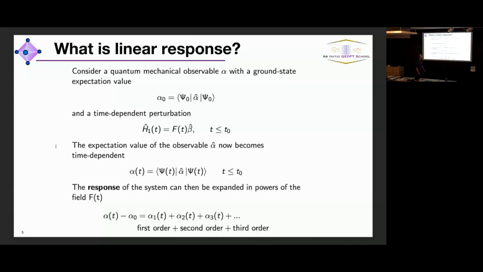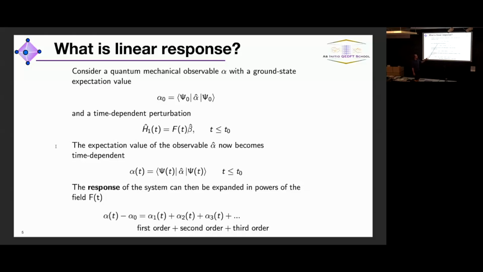So if you think about expectation values, if we start with the ground state at initial time, I call it initial time here t naught, the observable we're interested in, so this could be the dipole moment, for example, in our system, is just the expectation value with the ground state. Right? So let's say alpha is now the dipole moment.